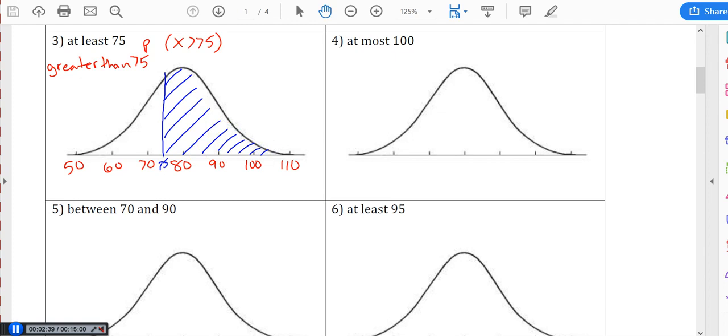Let's keep in mind that a less than symbol is here. It's pointing to the left. We shade to the left. The greater than symbol points to the right, shades to the right. So this is less than, greater than.